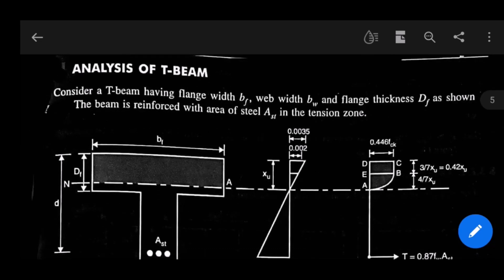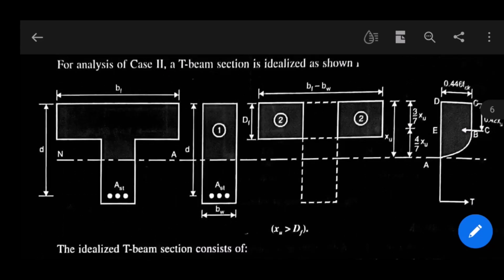Now we will analyze the T beam. T beam is considered just like a rectangular section, as you can see in earlier videos, whose links are given in the description box. There are mainly two cases that may arise. First, the neutral axis may lie in the flange portion, and second, the neutral axis may lie in the web portion. In these two cases, the method of analysis is slightly different. The section division is slightly different.